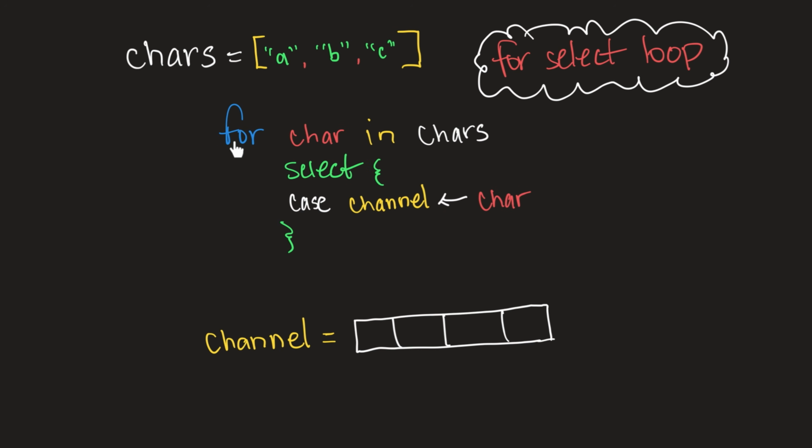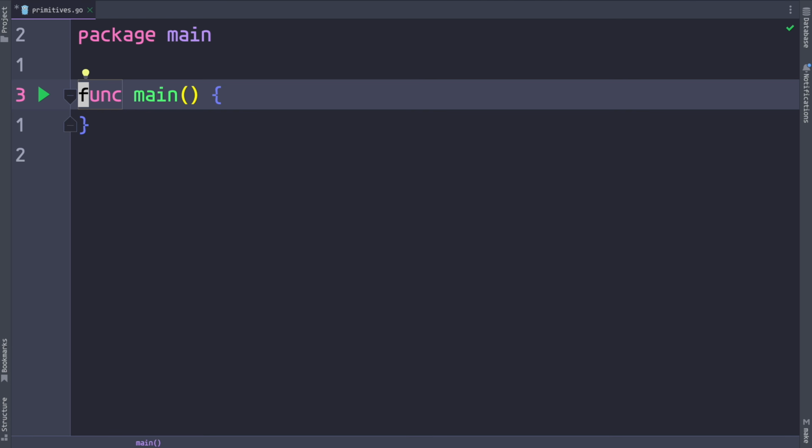So as demonstrated here, for each character in this character array, we're going to use a select statement here, and we're basically just going to put the character on the channel. And it's really as simple as that. For each iteration, we're just going to put the character on the channel, and we'll end up with this channel containing these characters. Okay, so let's have a look at what that looks like in code.